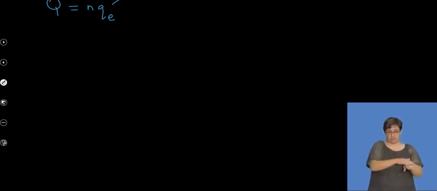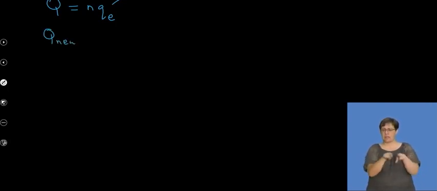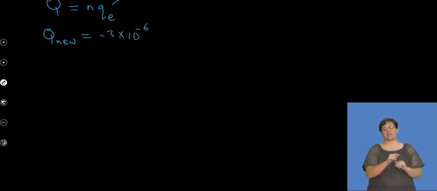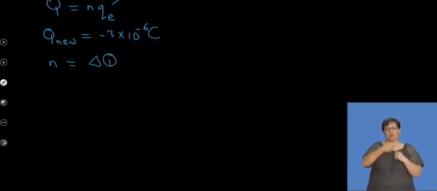Now, the new charge in each one of them, which is identical, is -3 times 10 exponent -6 coulomb. We've already carried out the conversion there. So if we talk about the net charge, we're talking about the sum of the -3 microcoulombs for Q1 and Q2. So the number of electrons transferred, if we make that the subject, is going to be the change in charge, let's take, for example, Q1, divided by the elementary charge.